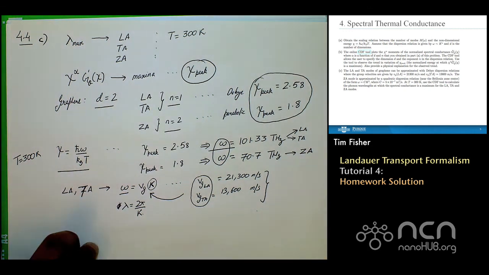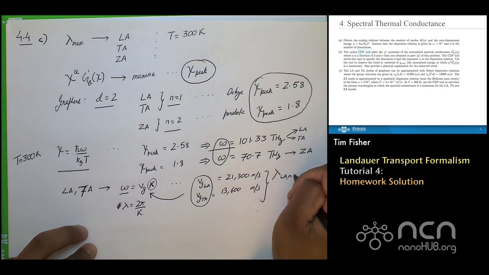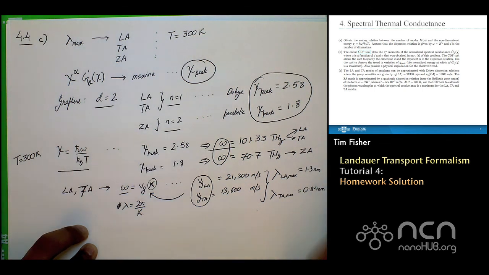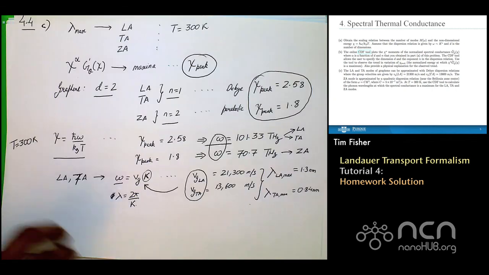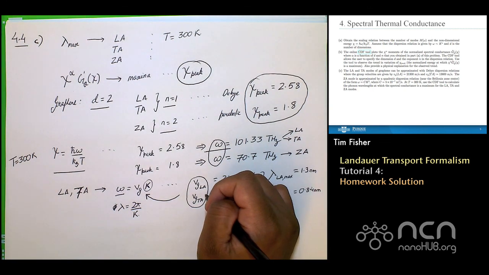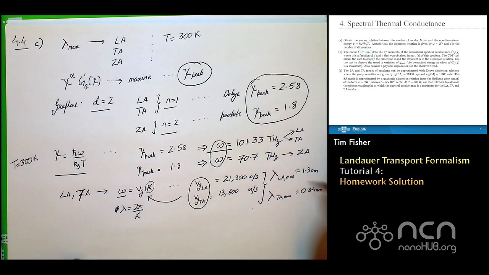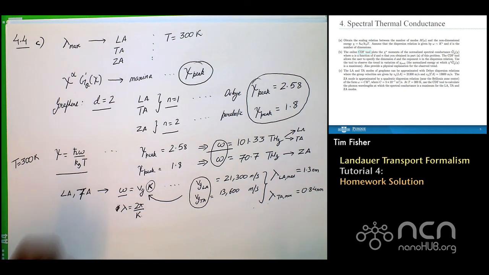Okay. So from these relations, we can find out that for the LA mode, lambda LA max is around 1.3 nanometers, whereas lambda TA max is around 0.84 nanometers. So reiterating this whole process, we found the frequency for which the spectral conductance is maximum, and that frequency is the same for the LA and the TA mode. We know the group velocity for the LA and the TA mode, and if we substitute back into the dispersion relation, we can find the wavelength at which this peaking in spectral conductance happens, and the value for the LA mode is 1.3 nanometers, and for the TA mode is 0.84 nanometers.